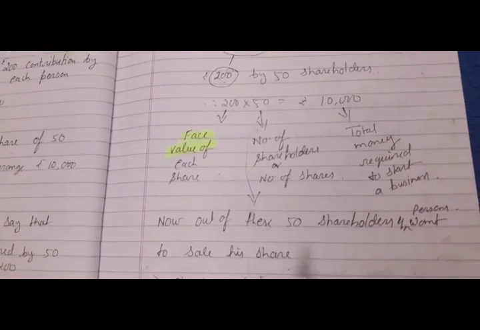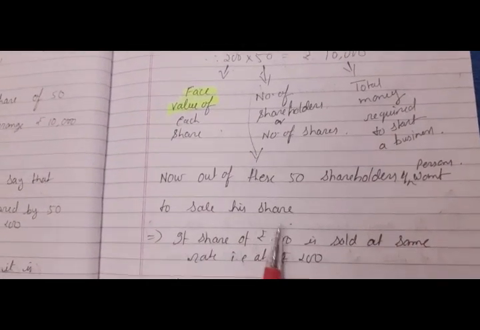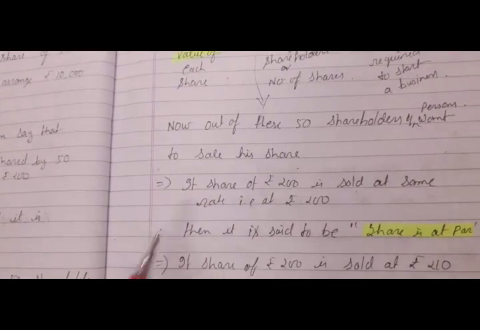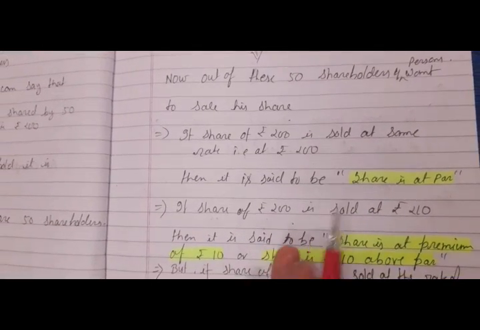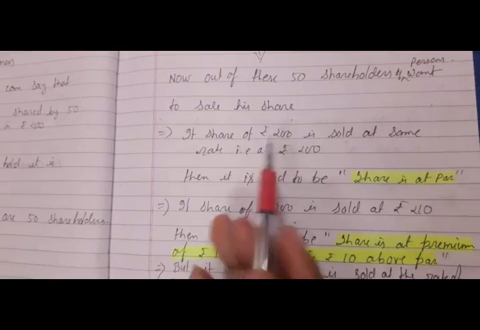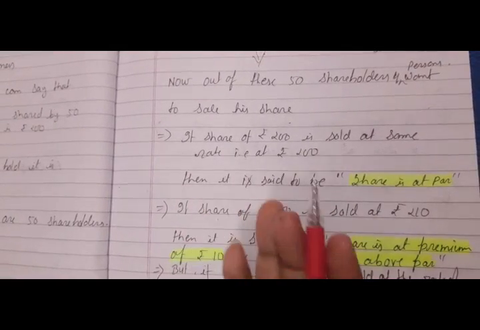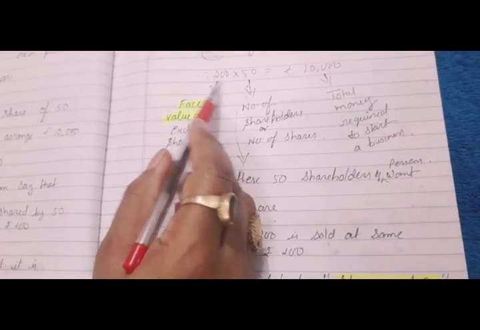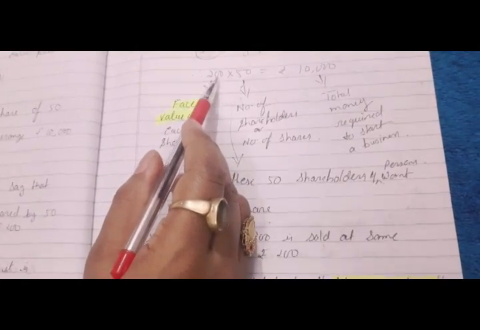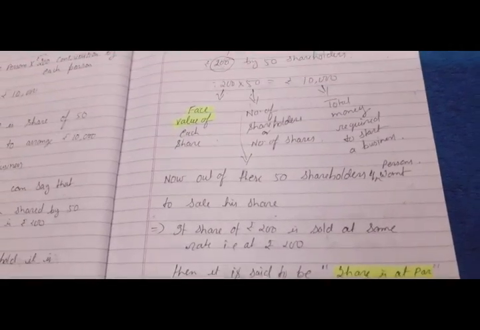Now out of these 50 shareholders, 4 persons want to sell their shares. If these 4 people think, no, I want to sell my share to someone, I don't want to do any business, then what will they do? If they are going to sell their shares, maybe they will sell at the same rate, or below the rate, or above the rate. Then what do we call that? We are going to read here.